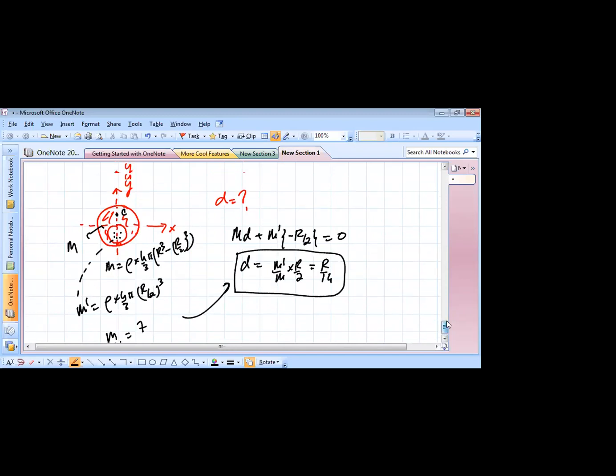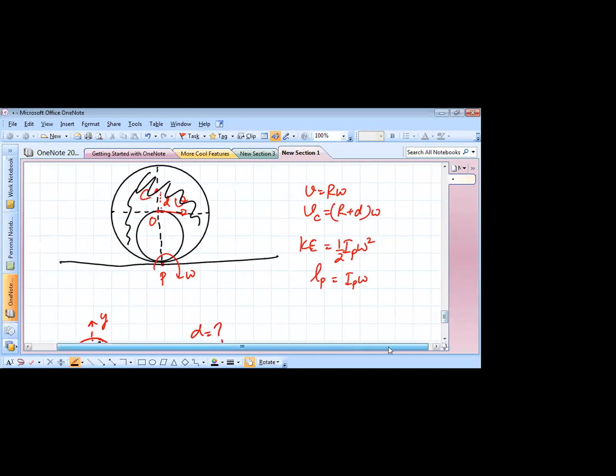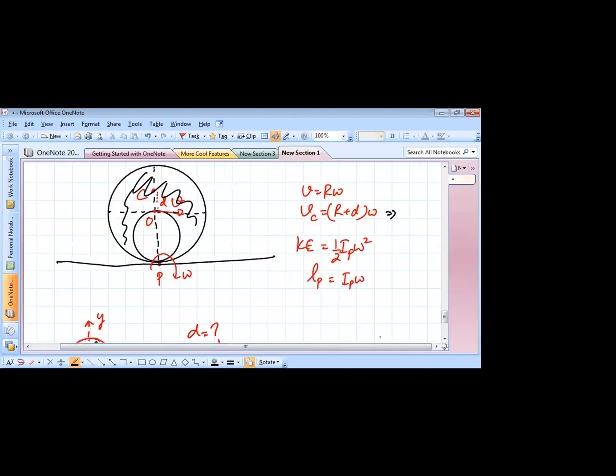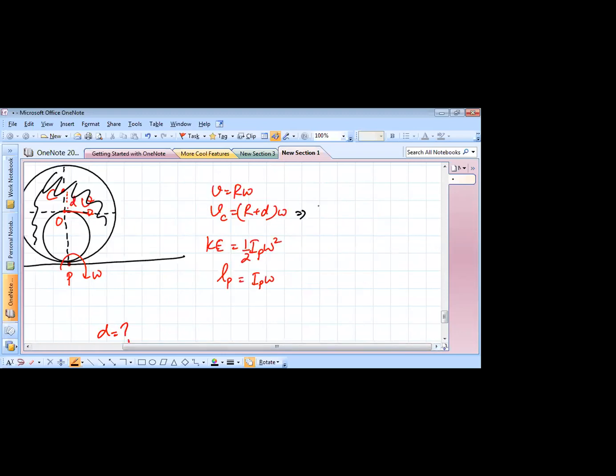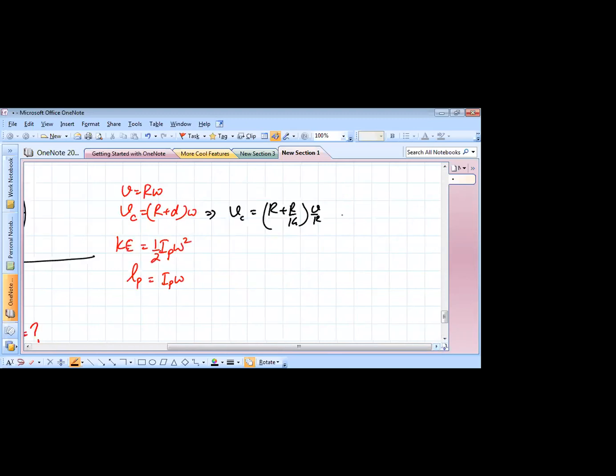So you substitute that over here and you will get the velocity of the center of mass, Vc, which will be r plus r by 14 into omega, which is v by r. So that will become 15 by 14. Okay, so Dhruv, this part is clear?